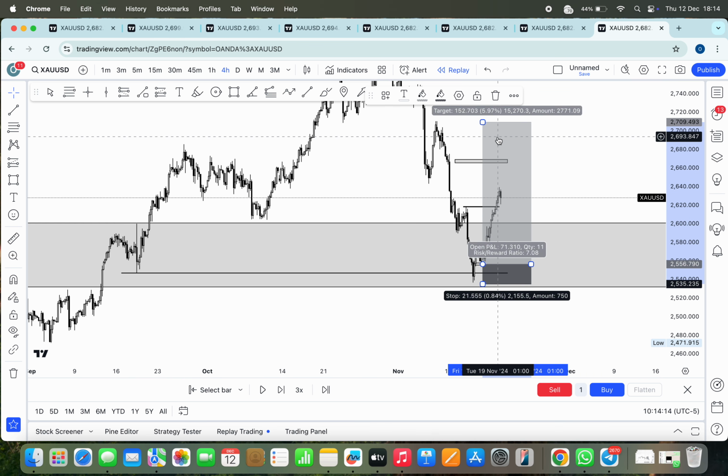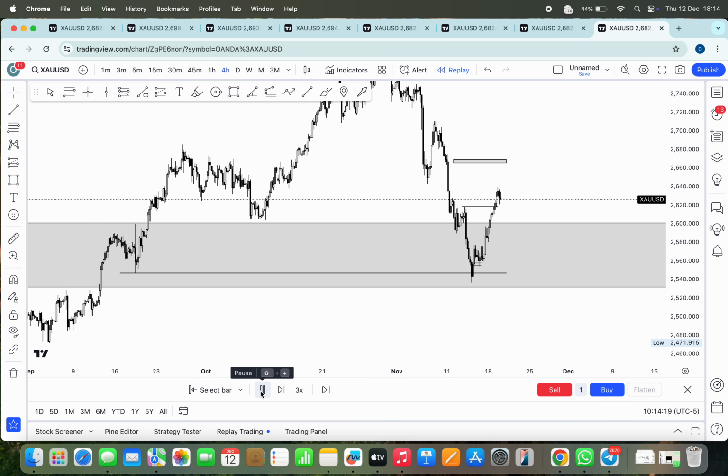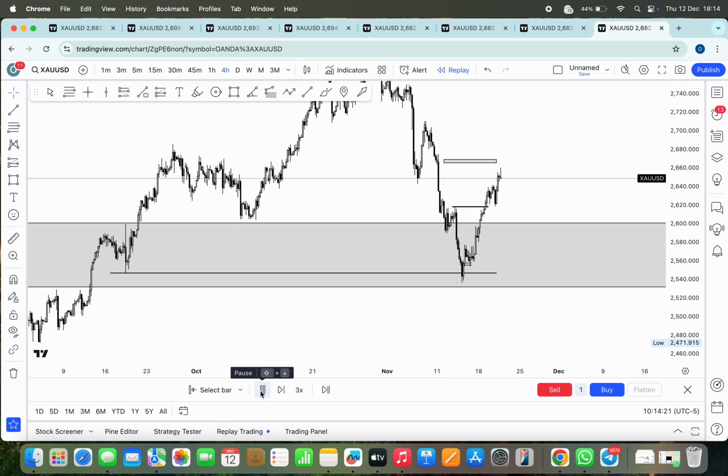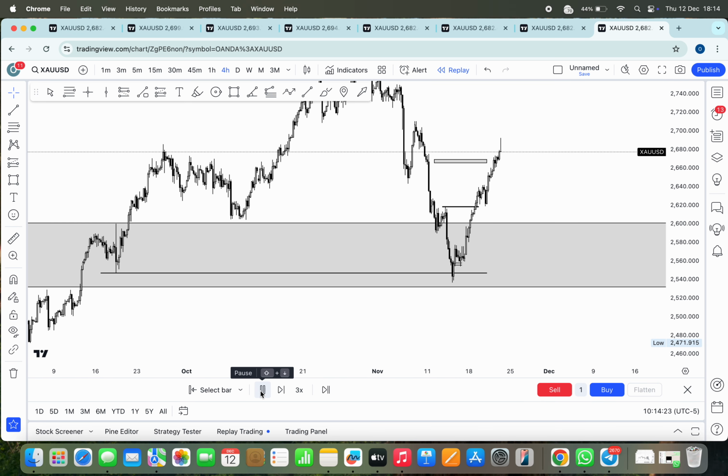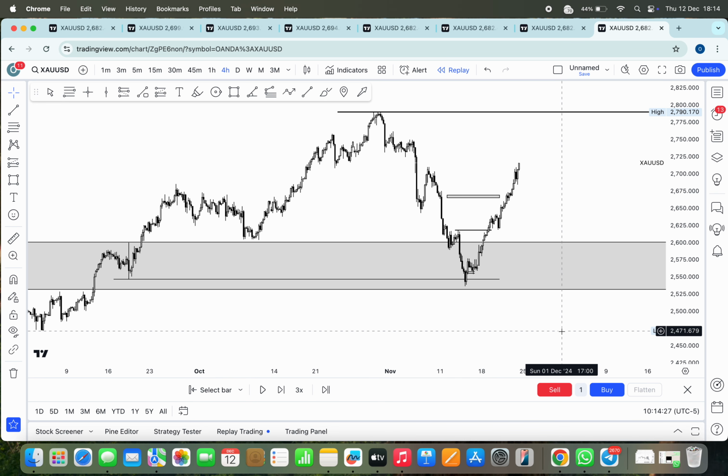Should we continue identifying the order blocks until today? Let's continue. So the market goes, since we are targeting the highs and lows, it goes. That's how easy you can make money with the order blocks. All you have to do is put a stop loss and TP and be patient with the forex market.